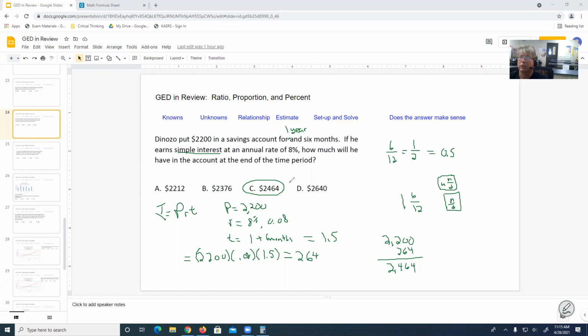Again, those answers all look close together, so they don't really help us a whole lot. Some keys to pick up on, though, is sometimes on the GED test they're going to give you something in months, and you have to turn that into years. The way you can do that is just divide by 12, and that'll turn it into years. That's kind of a hint there to watch out for. So that takes care of simple interest. Again, that one's actually on the formula sheet. Look out for simple interest or a percent that involves time.